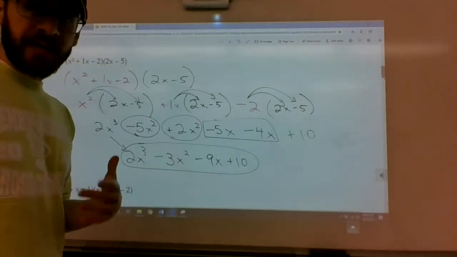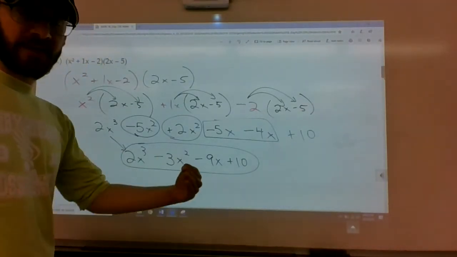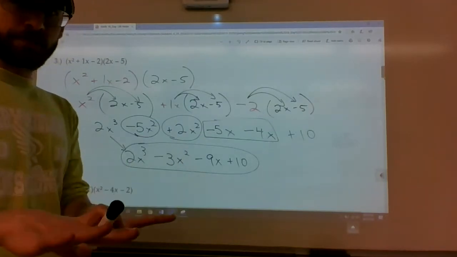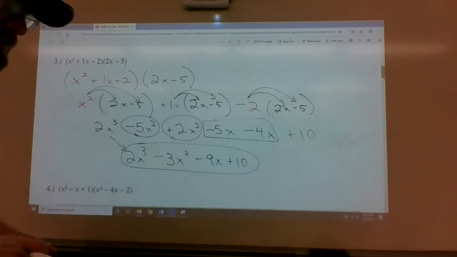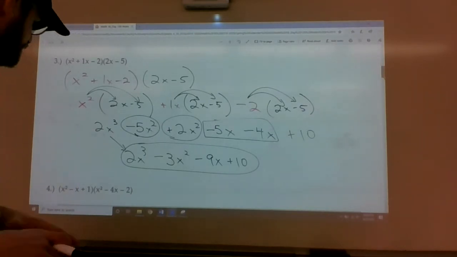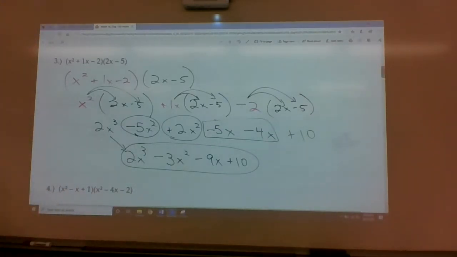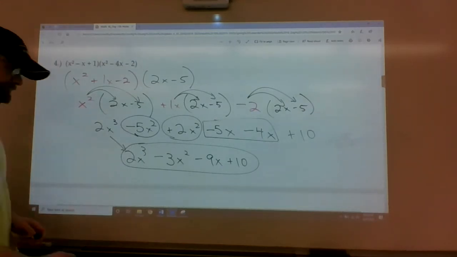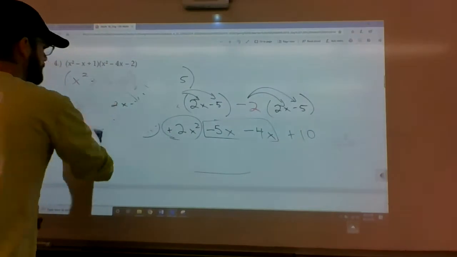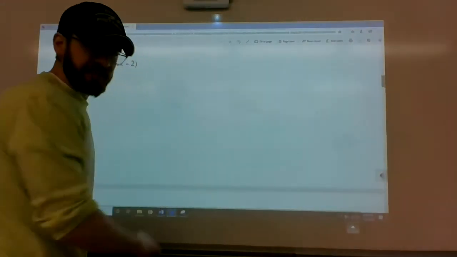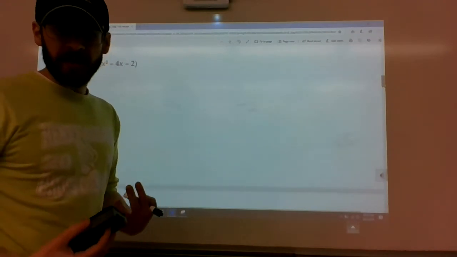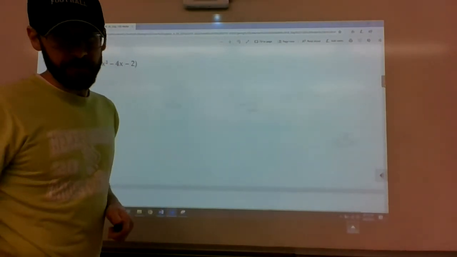All right, the next one is a 3-term polynomial times a 3-term polynomial. Hit pause and try to do that one on your own to see if you've got the right idea with this. All right, if you're back with us, let's see if you've got the right answer. I'll go through it kind of quickly because I really wanted to highlight the 5th example on this.